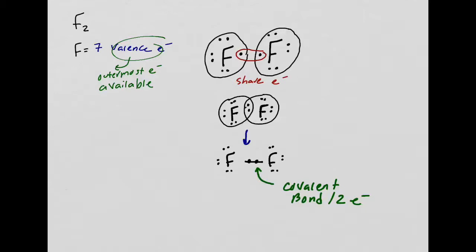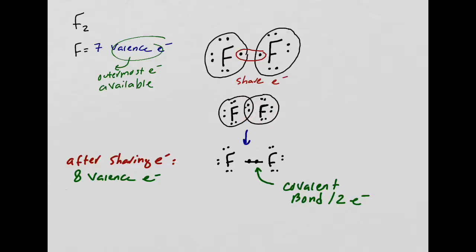So after sharing, I'm going to write this down. After sharing their electrons, what do they have? They have 8 valence electrons now. You guys are good with before. So before, each one had 7 valence electrons. After they shared, now each one has 8 valence electrons.